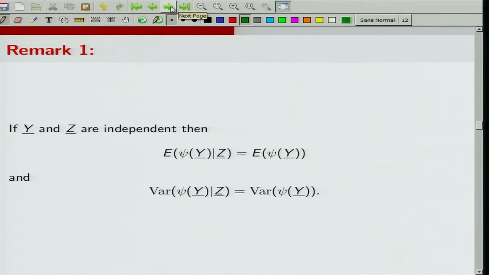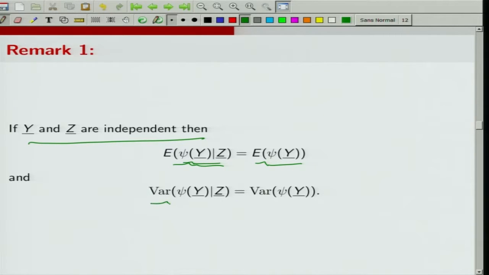Now, note that if y and z are independent, then the conditional PDF or PMF of y given z would be the same as the PDF of y. So, that means you will be integrating psi of y with just the PDF of y, which gives you the expected value of psi y. So, if y and z are independent, then the expected value of psi y given z would be the same as the expected value of psi y for any function psi.